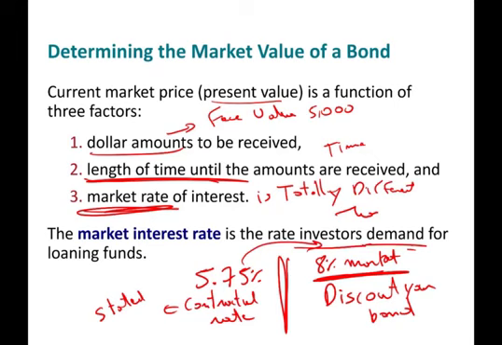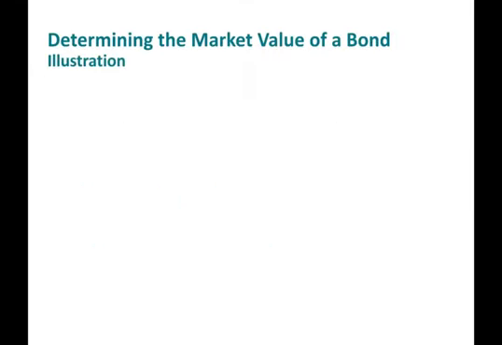Now, on the other hand, if the market is only demanding 4%, wow, the 5.7 is a great deal. In this situation, the bond will sell at a premium, and we will revisit this topic in the next session. So let's take a look at an illustration.